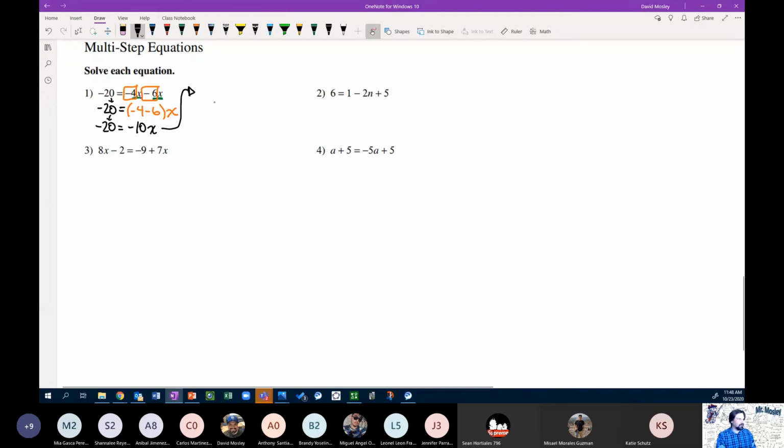All right, so we now have -20 equals -10x. Okay, so I have -10 times x. So to reverse that and undo the multiplying, we divide by -10. Since I'm multiplying by -10, I divide by -10 to get rid of the multiplication. Those go away. We get -20 divided by -10, 2 equals x.